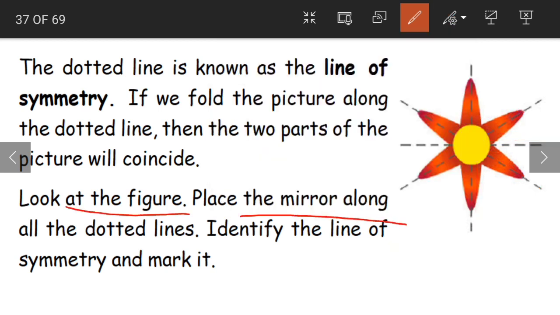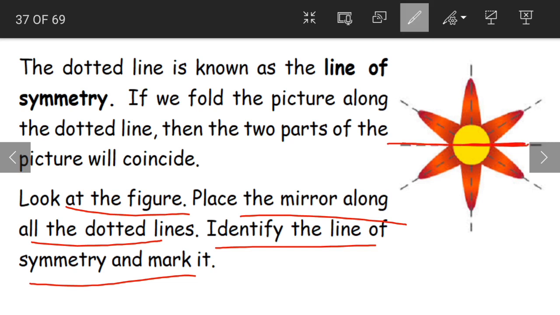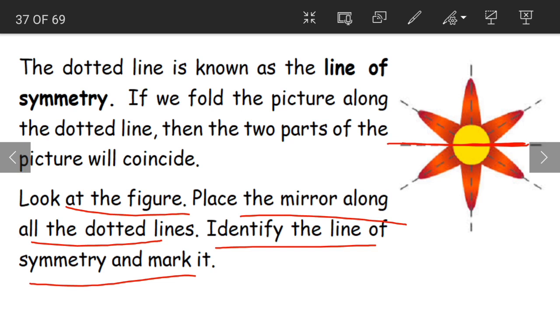Now look at the figure. Place the mirror along the dotted lines. Identify the line of symmetry and mark it. Yes or no? When we place the mirror here, if you have any small mirrors with you, children, you can place the mirror along any figure you have. Any figure you can find in a textbook or somewhere. With the help of a mirror, you can find out whether the given figure is symmetrical or not, and also you can identify the line of symmetry.